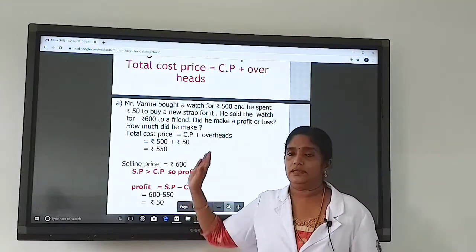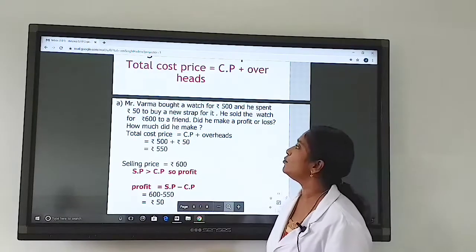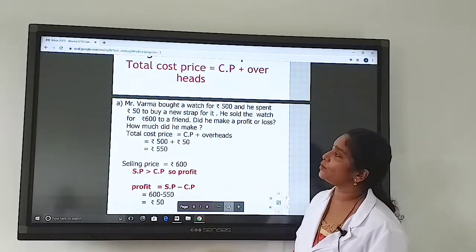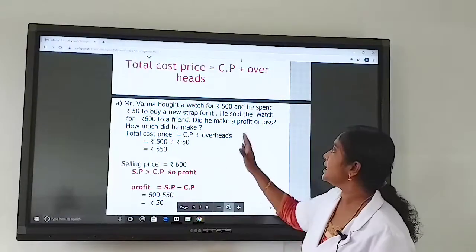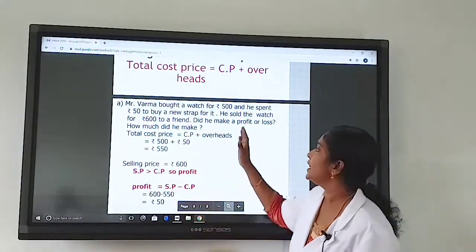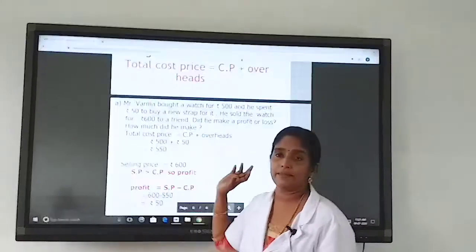We can discuss one example. Mr. Verma bought a watch for rupees 500 and he spent rupees 50 to buy a new strap for it. He sold the watch for rupees 600 to a friend. Did he make a profit or loss? How much did he make?